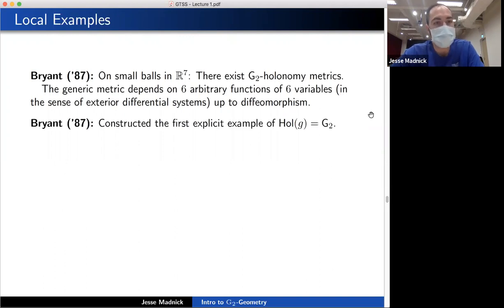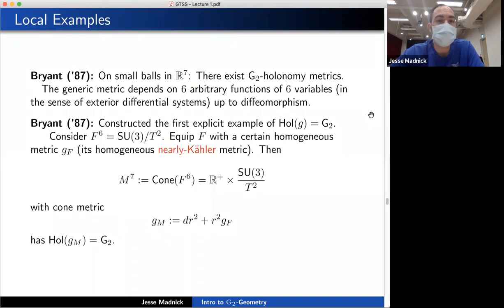Robert Bryant also constructed the first explicit example of a metric with holonomy equal to G2. His example was a cone. He considered the flag manifold, this 6-manifold SU3 mod T2. We're going to look at this again next lecture.